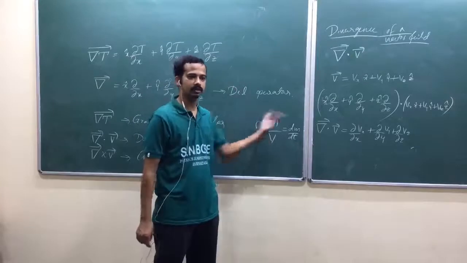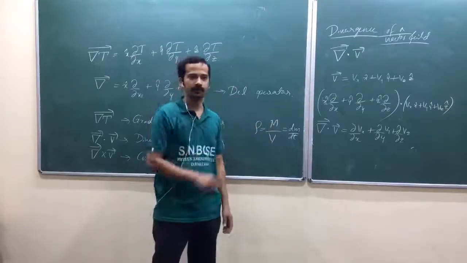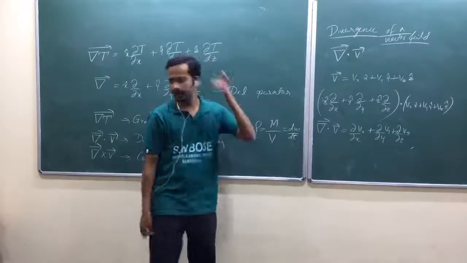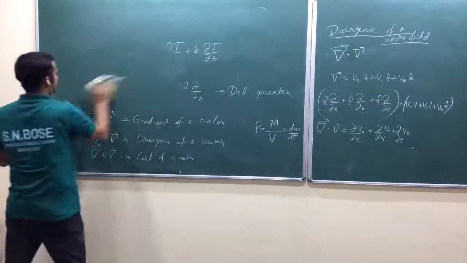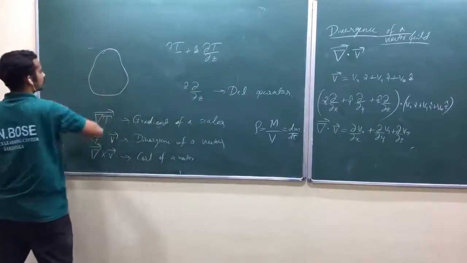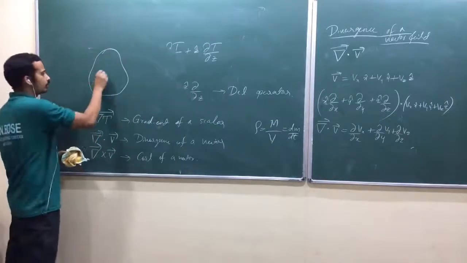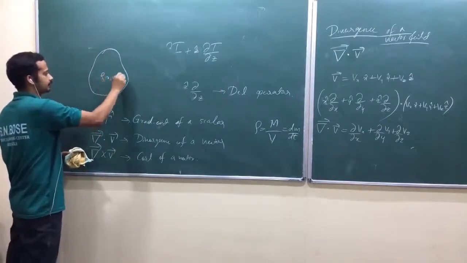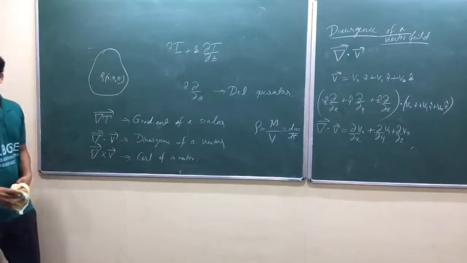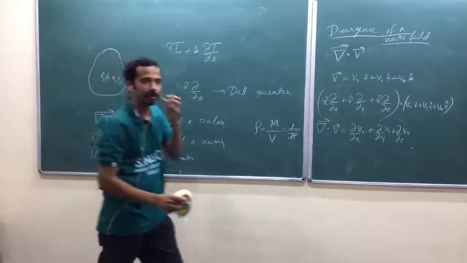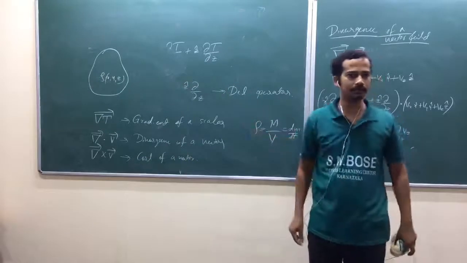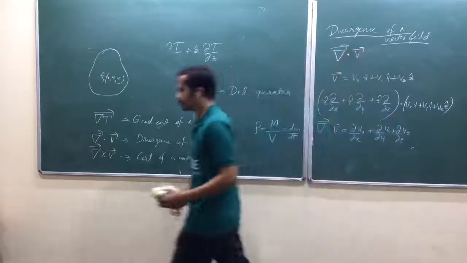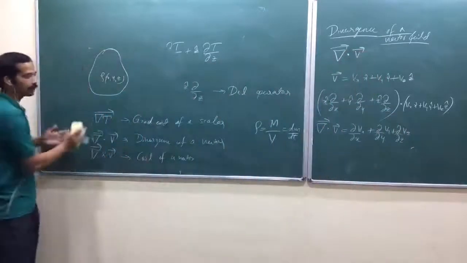Either mass density, charge density, whatever the density you take, those are what you call point variables. Suppose you have a material that is anisotropic, then this rho is a function of x, y, z. Your density of mass will change at different points. That's how we say, am I right? Anisotropic means density will change at different points. Then density is a point variable.